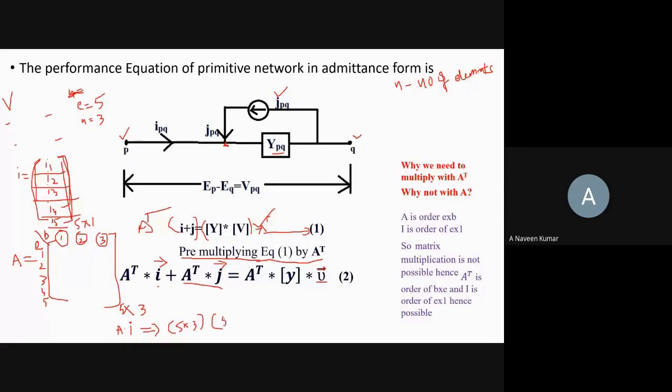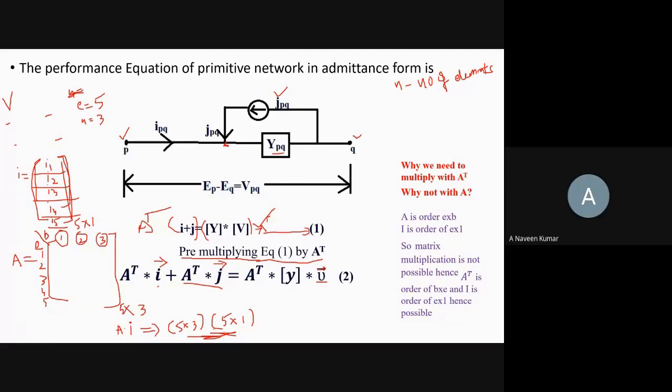It is 5 cross 1. Is matrix multiplication possible here? No, sir, because here the dimensions are different. Is matrix multiplication possible? Everybody, please tell me.